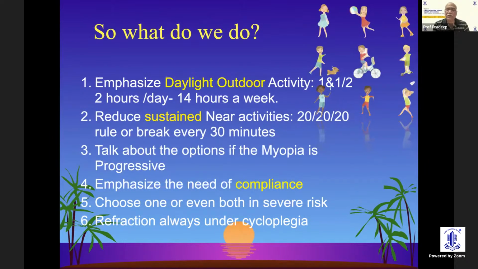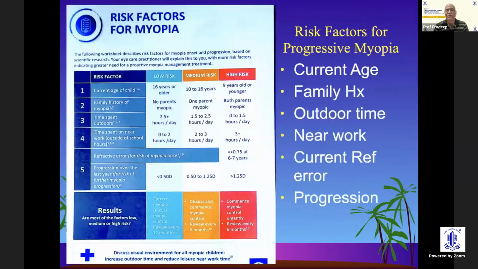The 20-20-20 rule is empirically used, but studies have shown that giving a break of at least 1 or 2 minutes after 30 minutes has a better effect, and sustained near activity should be curtailed. We should talk to these parents if the myopia is progressive, and also emphasize the need for compliance with whatever measure we are going to use. We may choose one or more if the risk is more, and the refraction should always be done under cycloplegia.